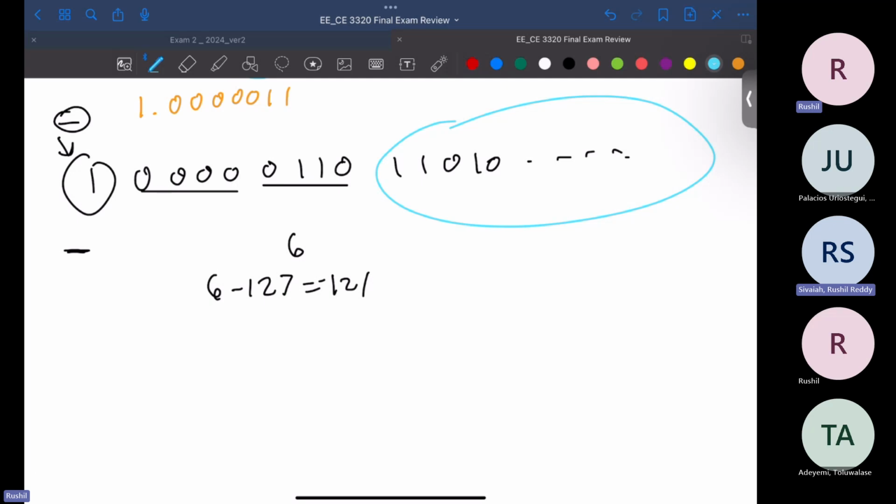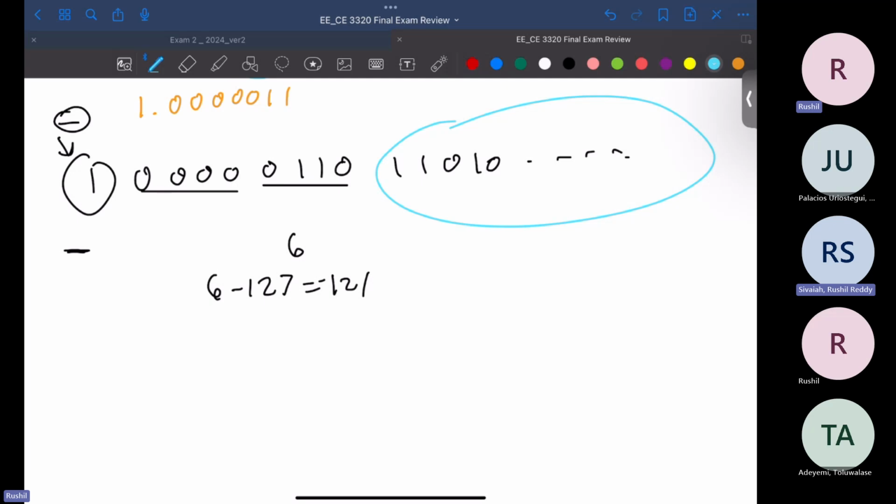If it was a positive number, would you still do the same? Would you still do 6 minus 127? No, for positive, you did 6 plus 127, since it's negative, you did 6 minus 127. I thought you just subtracted because you're going backwards. You are going backwards. When you subtract, you're trying to find that 121 part, that's the exponent. Your exponent's negative 121.